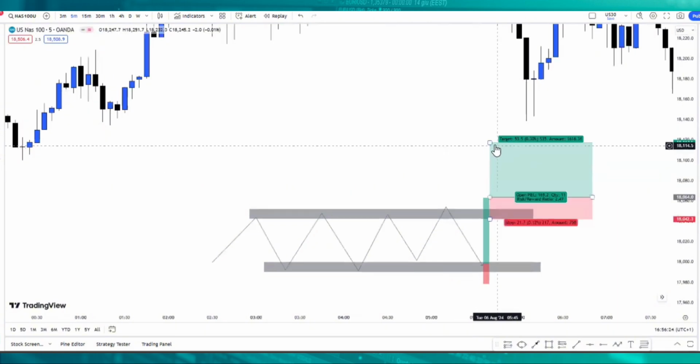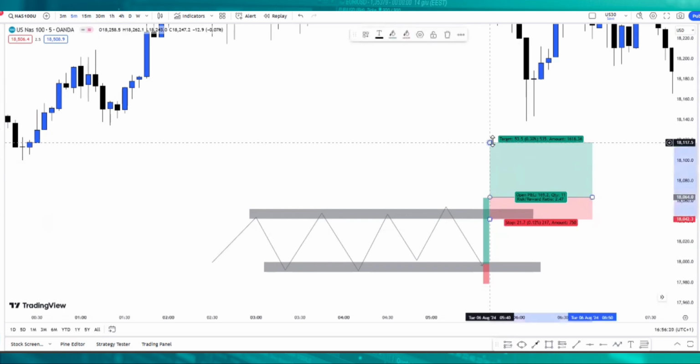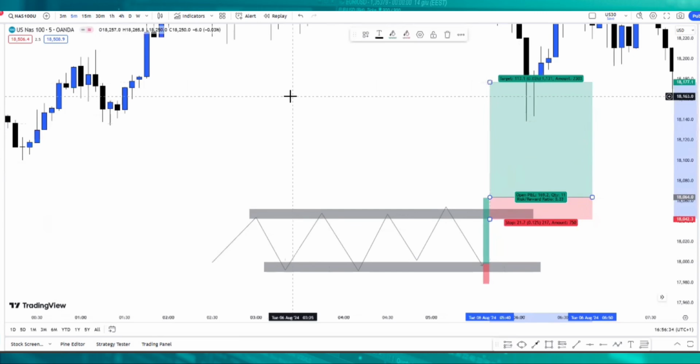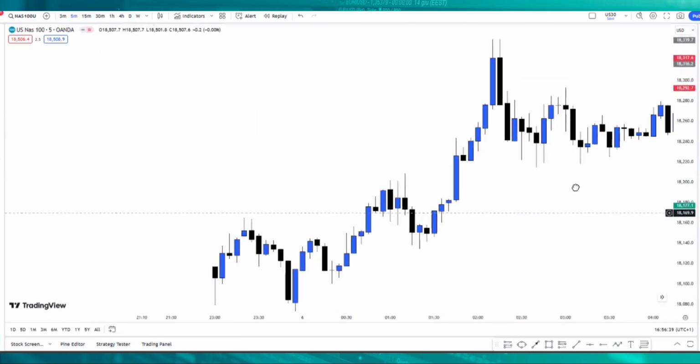Now take a look at this example. If the market closes below like this, closes above like this, if the market closes above like this, then we'll look for a buying opportunity just like this. All right, that is how to trade a breakout. So guys, let me show you that example on chart right now.